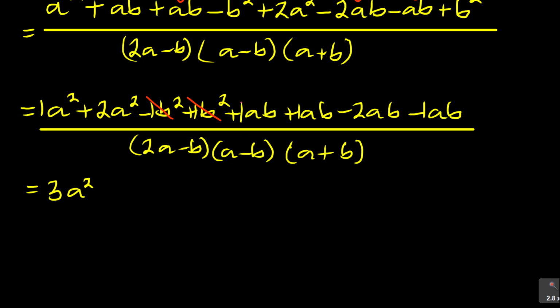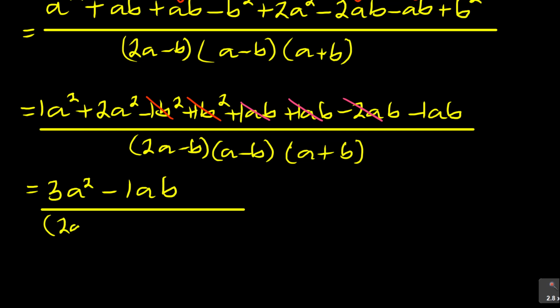If I add 1 plus 1, it will cancel out that. So 1 plus 1 is 2 minus 2. So I'm left with minus 1b. Minus 1 AB. Don't forget the denominator doesn't change. Maintain your denominators, which is 2a minus b, a minus b, a plus b.